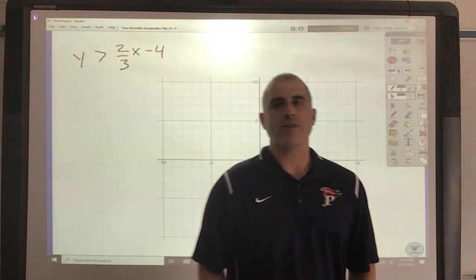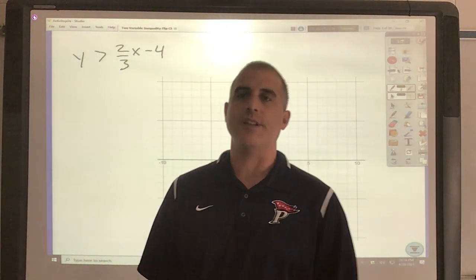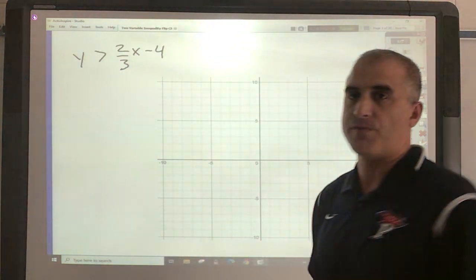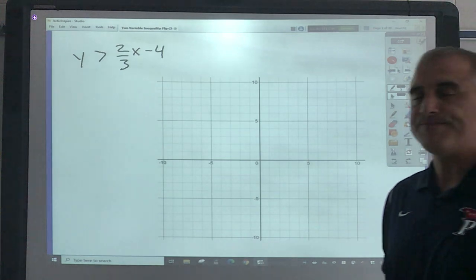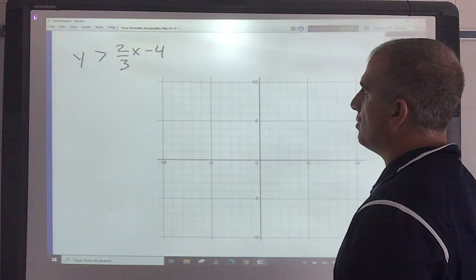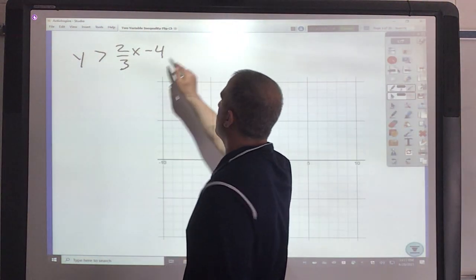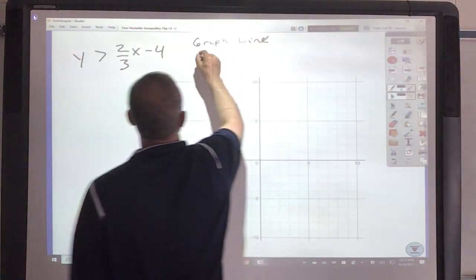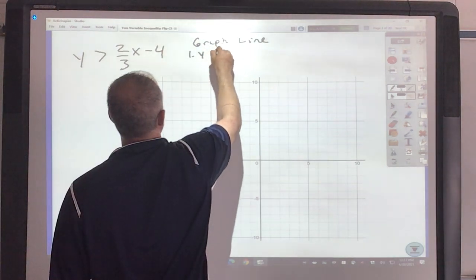Okay, this is going to be the third video lesson on inequalities. We're going to start to talk about two variables. As you can see, there's both an x and a y. So what we're going to do, when it's in this form, is graph the line. Remember, you start with the y-intercept.